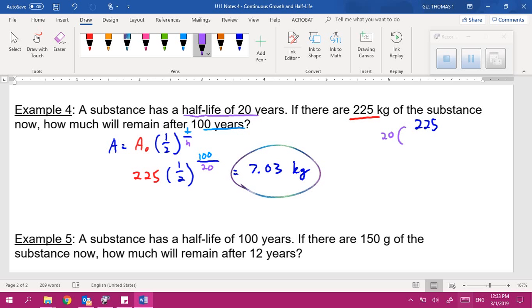What's half of 225? Use your calculator. Oh, 220. I thought you said 20. No. 112.5, right. That's after 20 years. That's one half-life, right? Okay, but that's not 100 years yet. That's only 20 years. Anyways, so we have to go another half-life, 20 more years. So that's half of 112.5. What's half of 112.5?